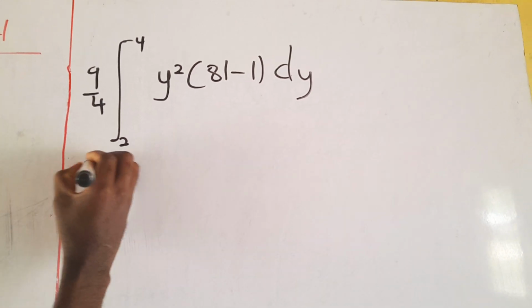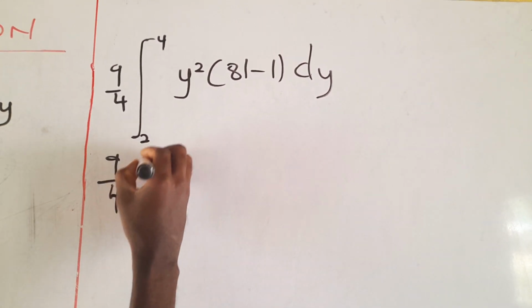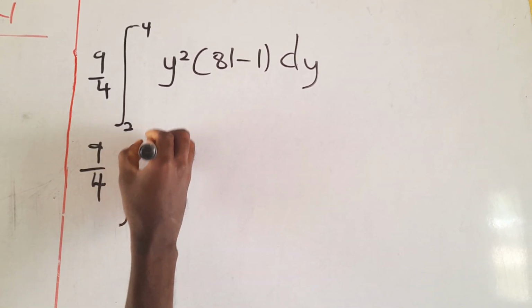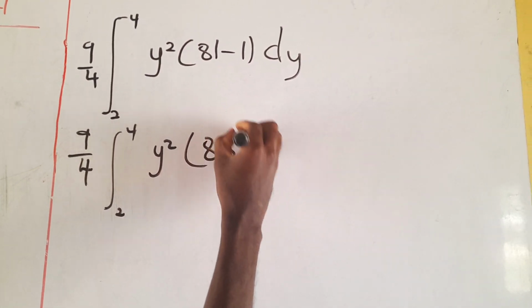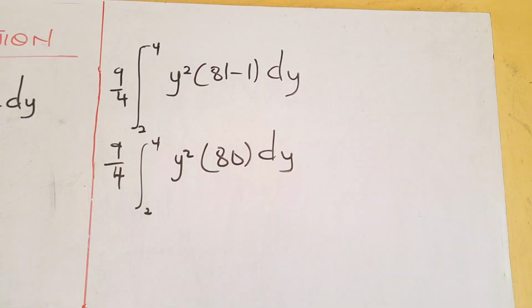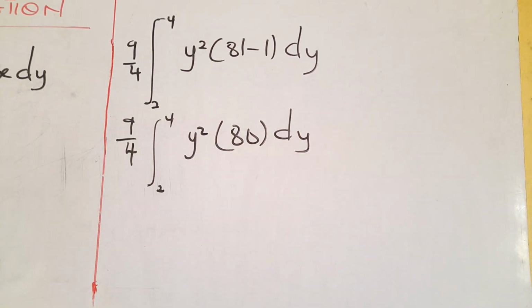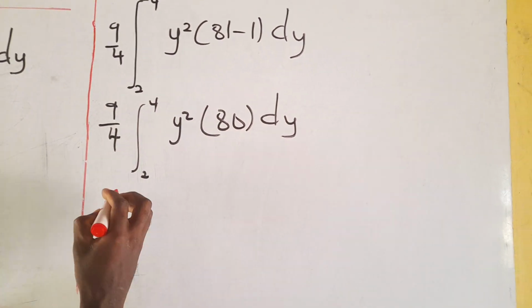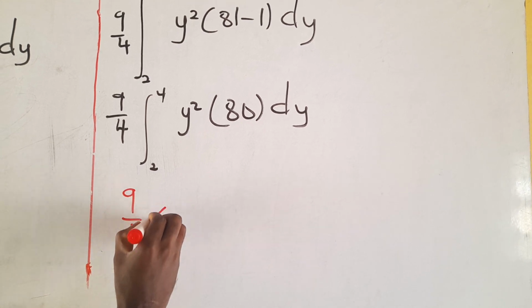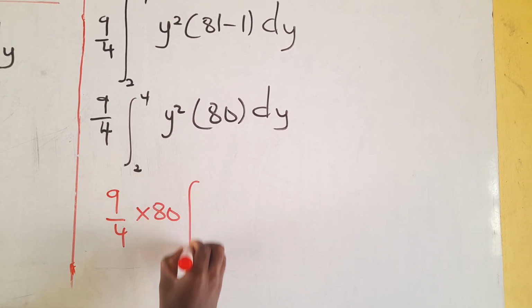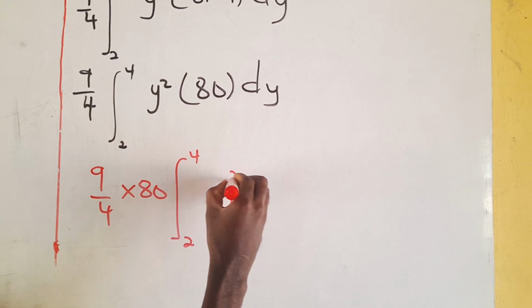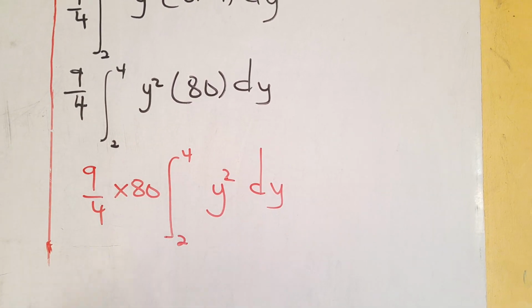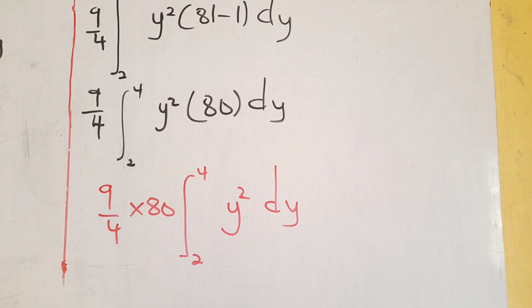So we simplify further. We have 9 over 4 integral from 2 to 4 of y squared times 81 minus 1, that will be 80, then dy. Since I have 80 as a constant, I can still bring it out. So I have 9 over 4 times 80 integral from 2 to 4 of y squared dy. So you see that we have reduced our problem to a single integral problem.